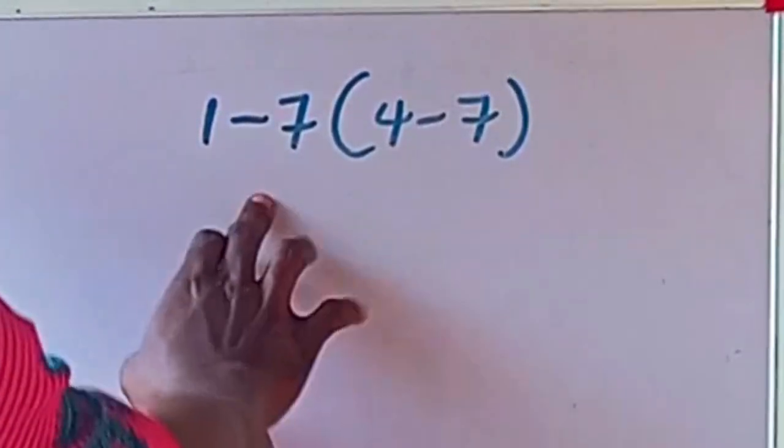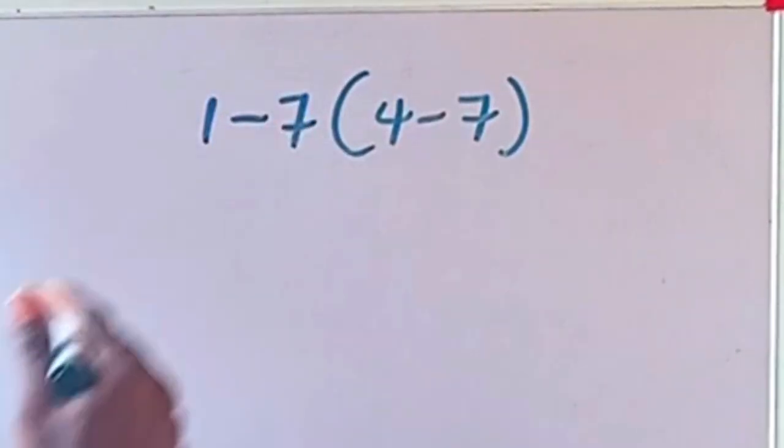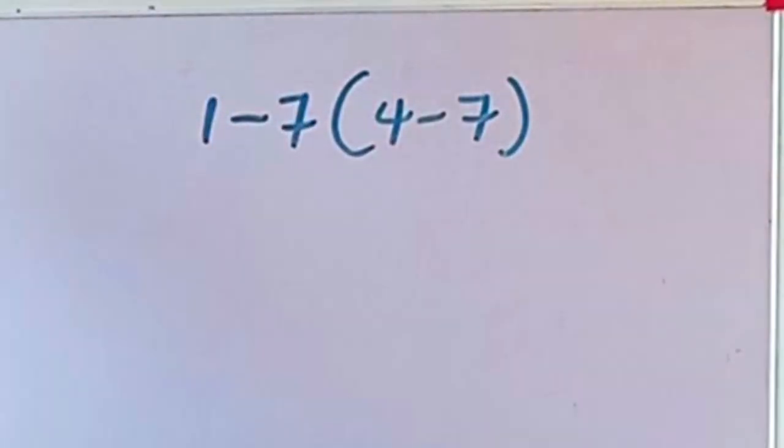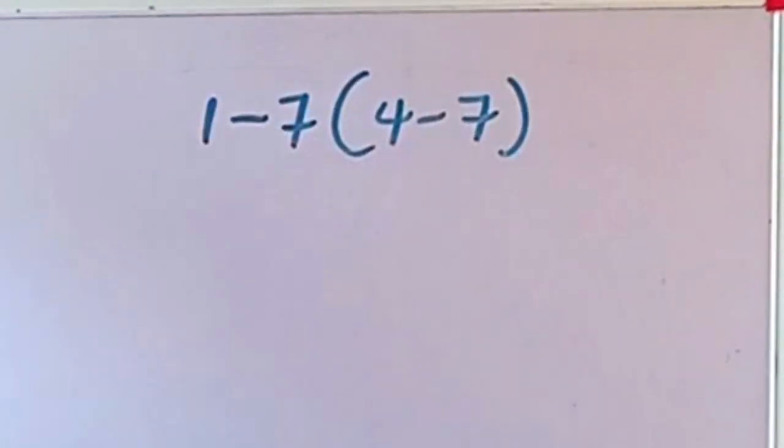1 minus 7 times 4 minus 7. All right, guys. I want to show us a wrong method. A lot of people solve this wrongly. I'll show you the wrong method first, then I will show you the correct way to solve this kind of problem. This is order of operation, all right?